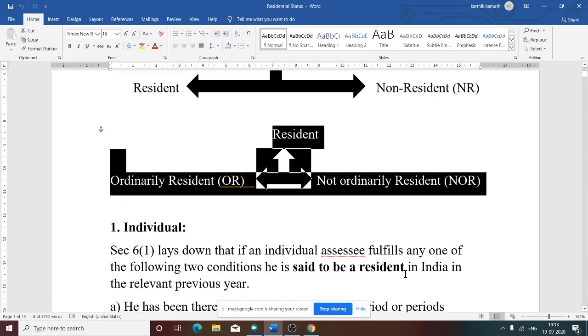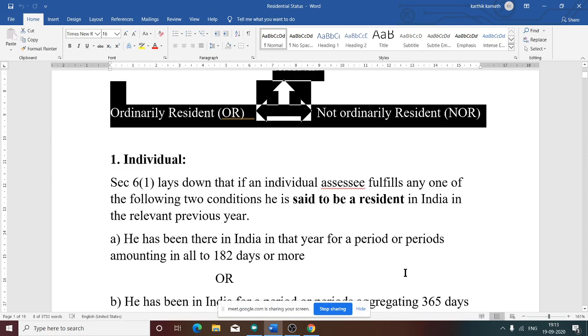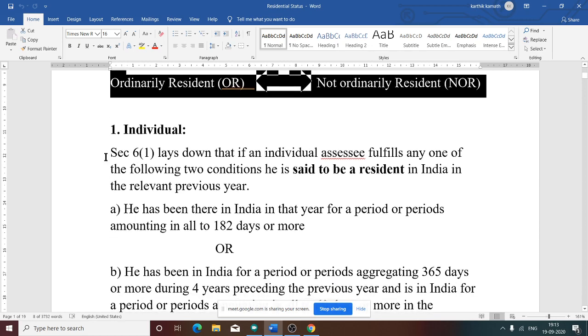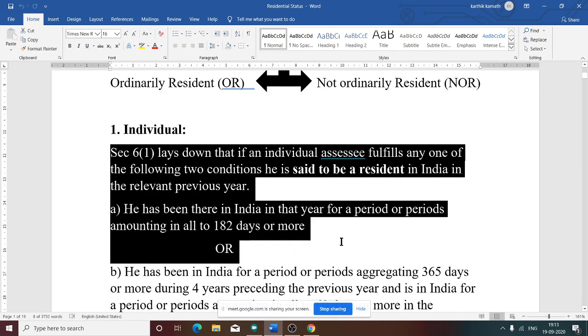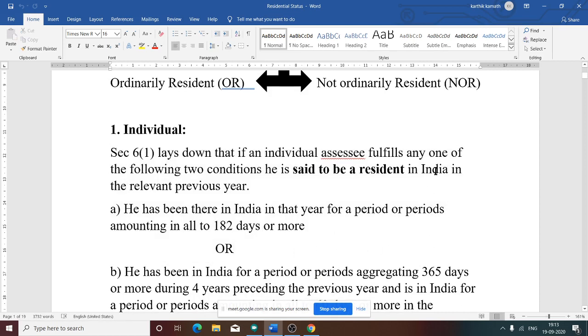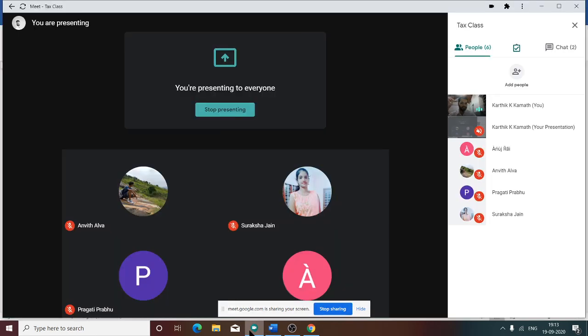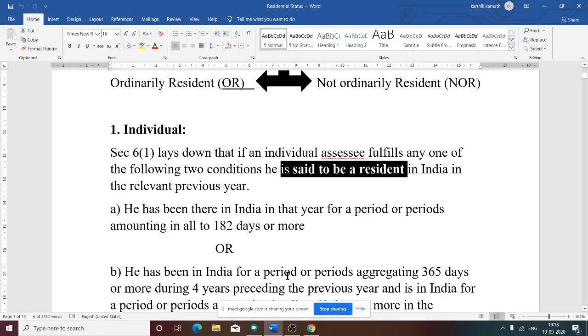Now we need to see residential status for an individual. Very important question, an 8 mark theory question comes. If you see the past question papers, you will come to know there is a theory question on residential status of an individual. Section 6 clause 1 lays down that an individual has to fulfill any one of the two conditions. If he fulfills any one of the two conditions, he becomes a resident of India in the previous year.